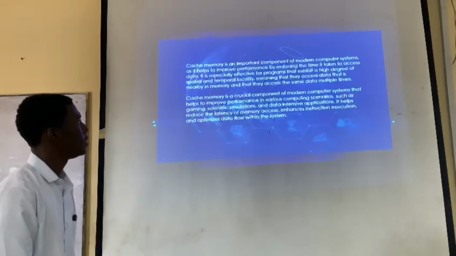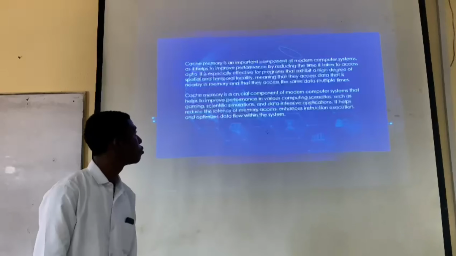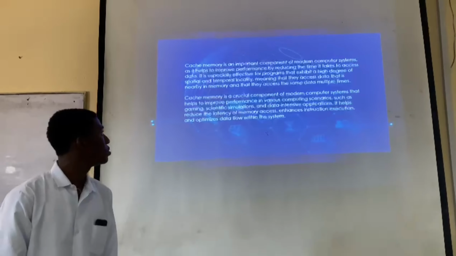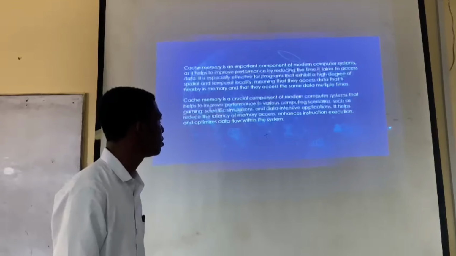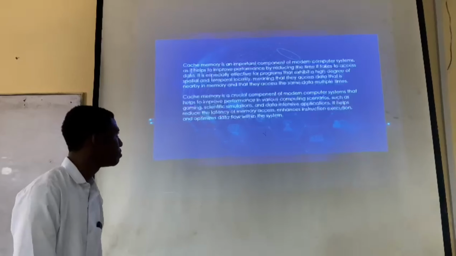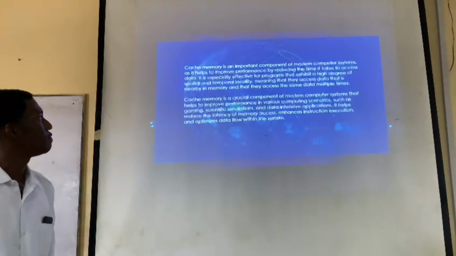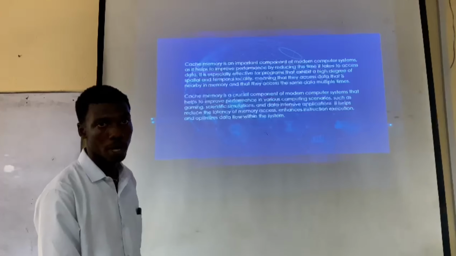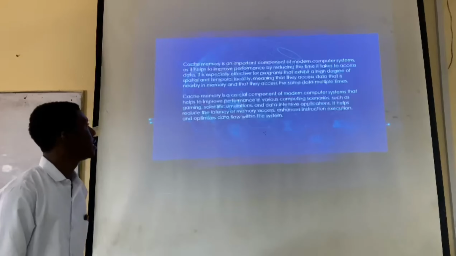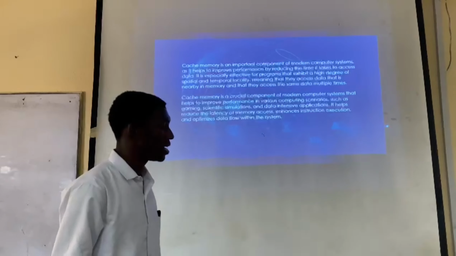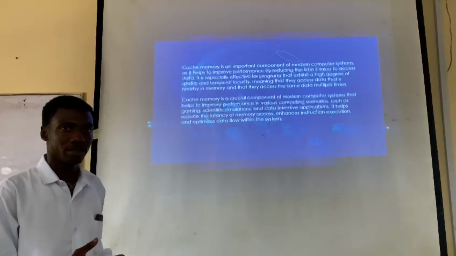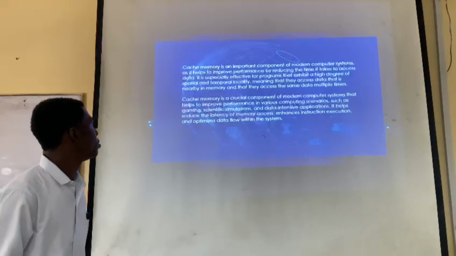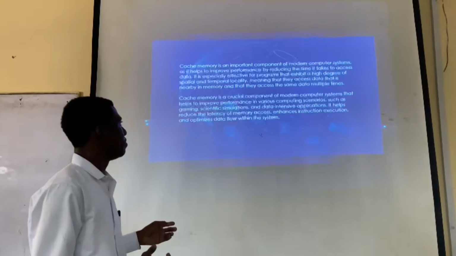The cache memory is an important component of modern computer systems as it helps to improve performance by reducing the time it takes to access data. It is especially effective for programs that exhibit a high degree of spatial and temporal locality, meaning that they access data that is nearby in memory, which is kind of similar to the associative memory, and that they access the same data multiple times.